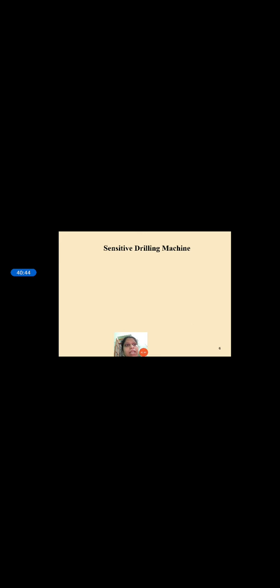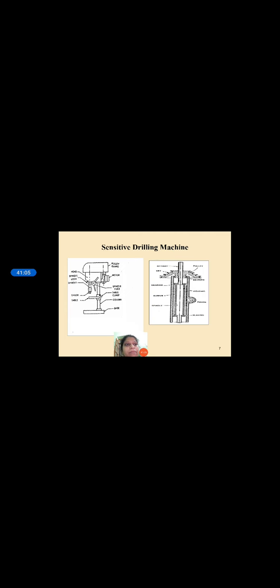And the sensitive drilling machine is very simple. It consists of a vertical column, a work table, and a supporting motor. See the description of it. See this sensitive drilling machine. Here you have a number of parts. See here, this is the spindle. So how can you hold the spindle in the sensitive drilling machine.